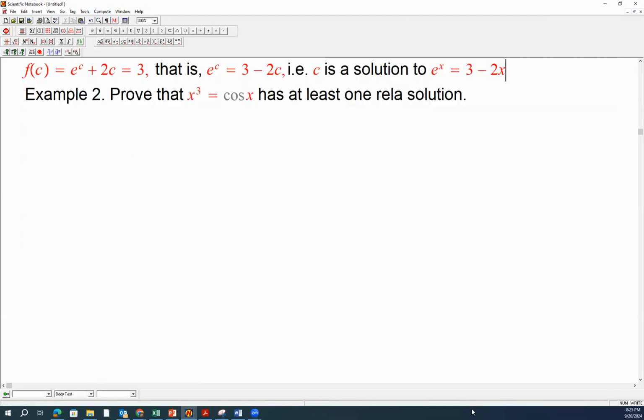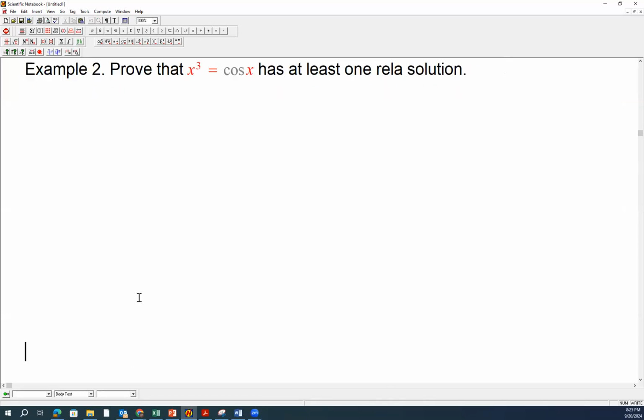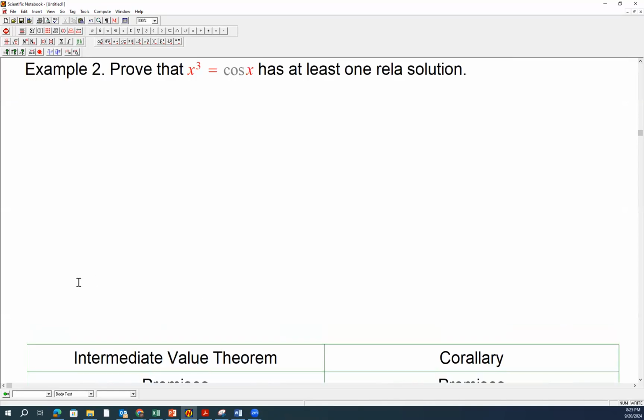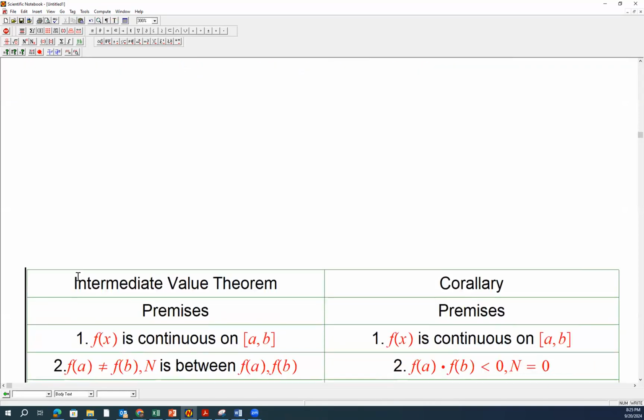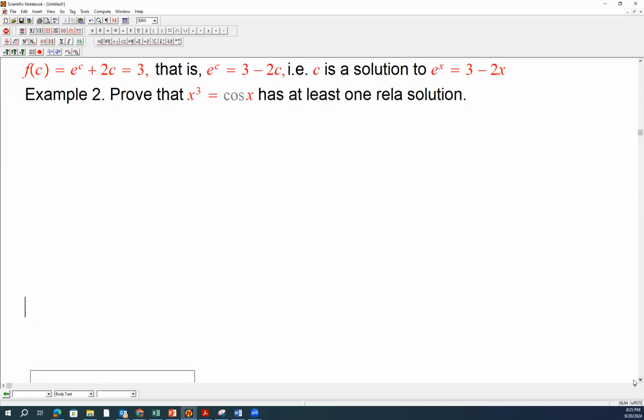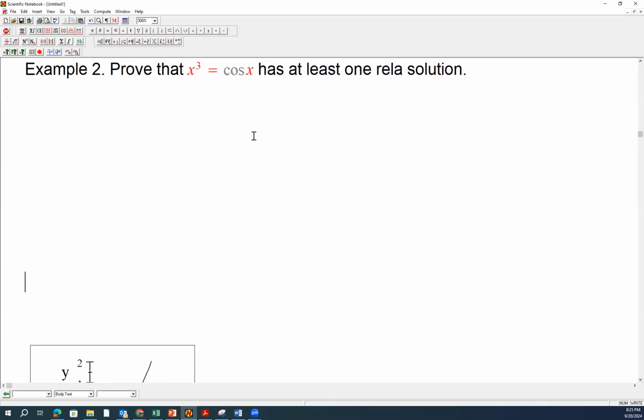What I'm going to do is still put the theorems right underneath, so we can use it whichever way you use. But in this case, we have to create a function. And also, we don't know what interval. Okay, real solution. Sorry for the typo.